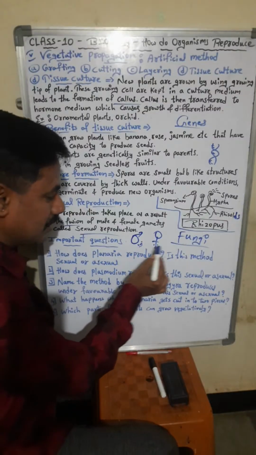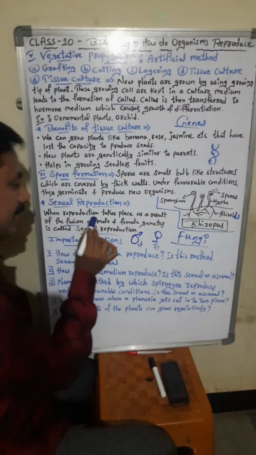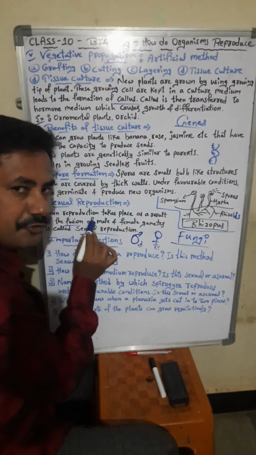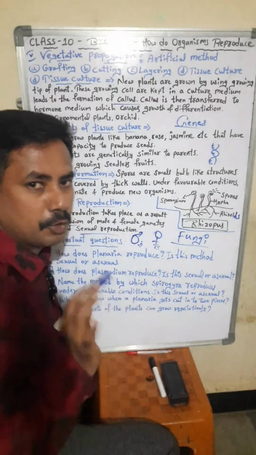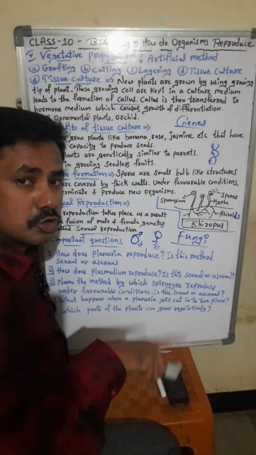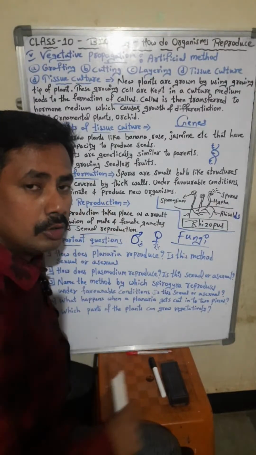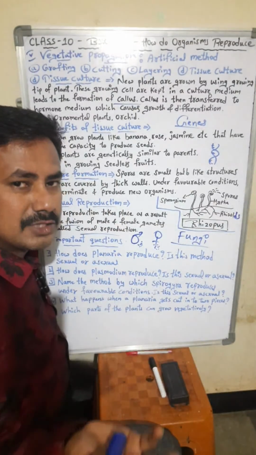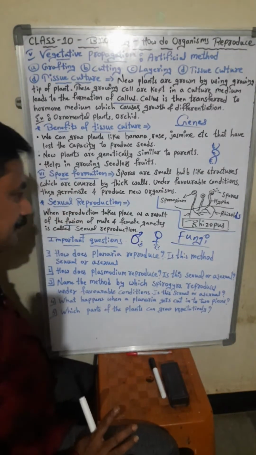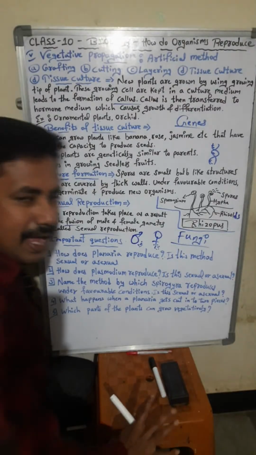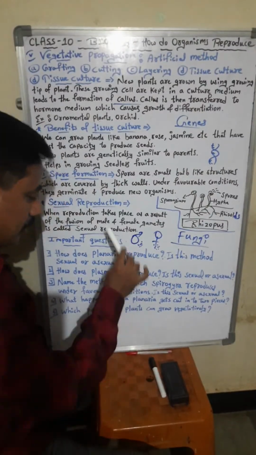The fusion of male and female gametes is called sexual reproduction. In asexual reproduction, only one parent is involved. In sexual reproduction, one is male and one is female, both are involved, students. Is it clear? Did you understand? Okay, we will do a quick revision of today's topic, and later some important questions.